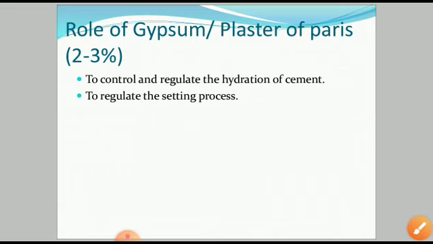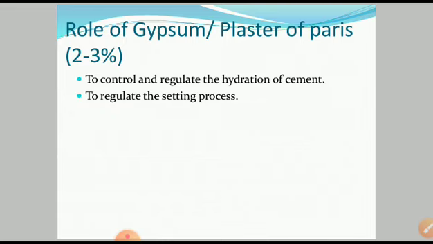Then the role of gypsum or plaster of Paris in the manufacturing of cement. During the manufacturing of cement, finally, 2 to 3% of gypsum is added into the cement. Why? Because the cement contains tricalcium aluminate, tricalcium silicate, dicalcium silicate, and tetracalcium aluminoferrite. These are the compounds.